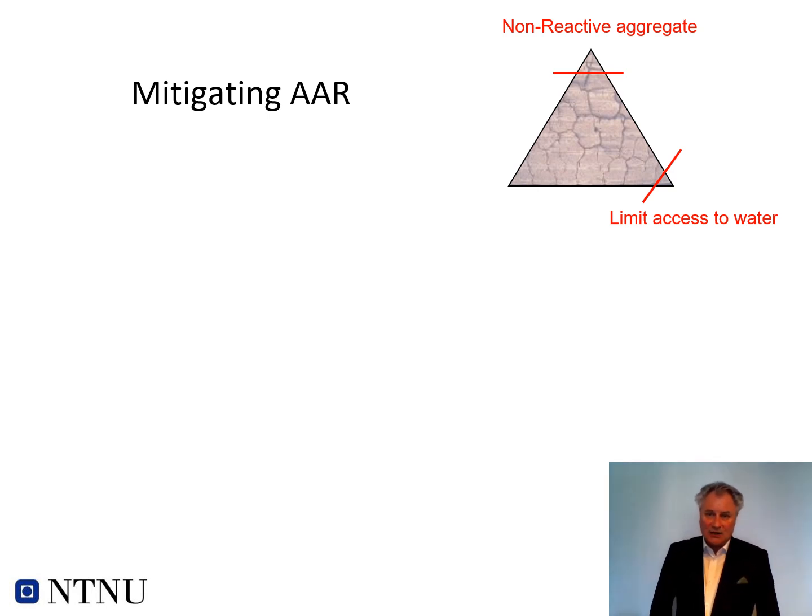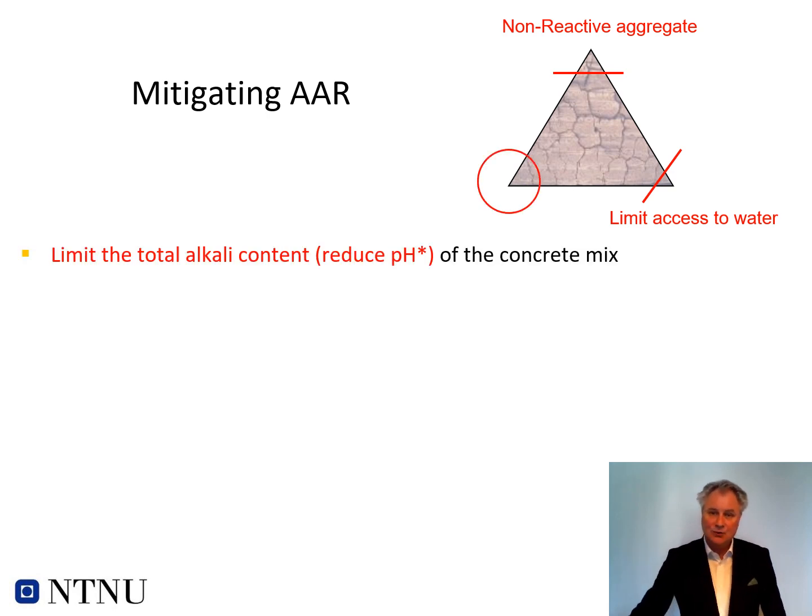You could also try to limit the access to water, and for most indoor constructions and so on, the moisture level of the concrete will be so low that alkali aggregate reactions will not happen. But if you are not able to do anything about the aggregate, and you are not able to limit the access to water, you only have this corner left.